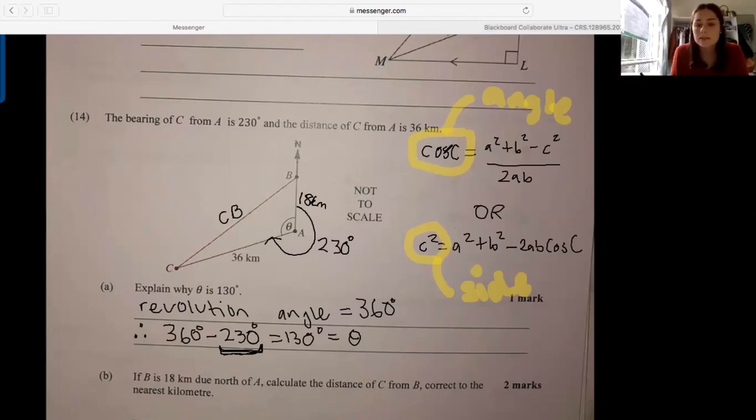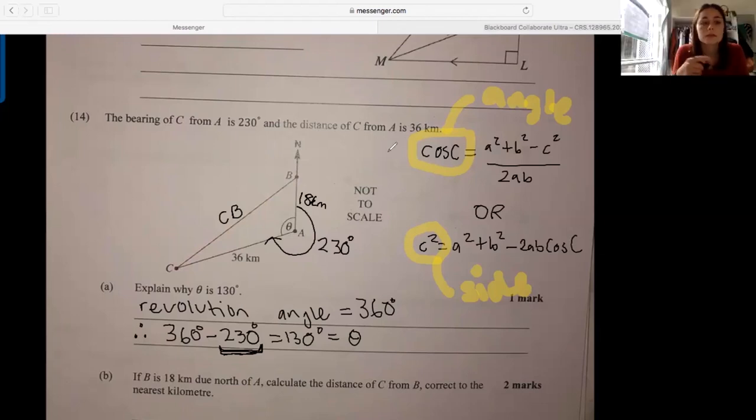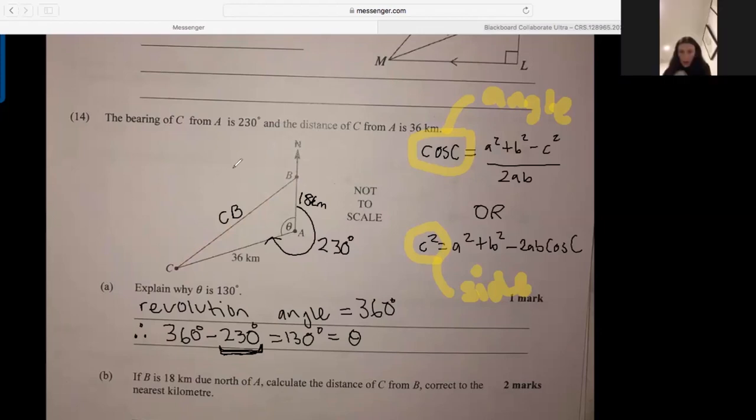Does that make sense about the cos and the C squared? Yeah, I'm just writing it down. Cool. So if there's a cos, sine, or tan out the front of something, that's an angle. And then if it's just a plain letter, that's a side. Okay. Cool.